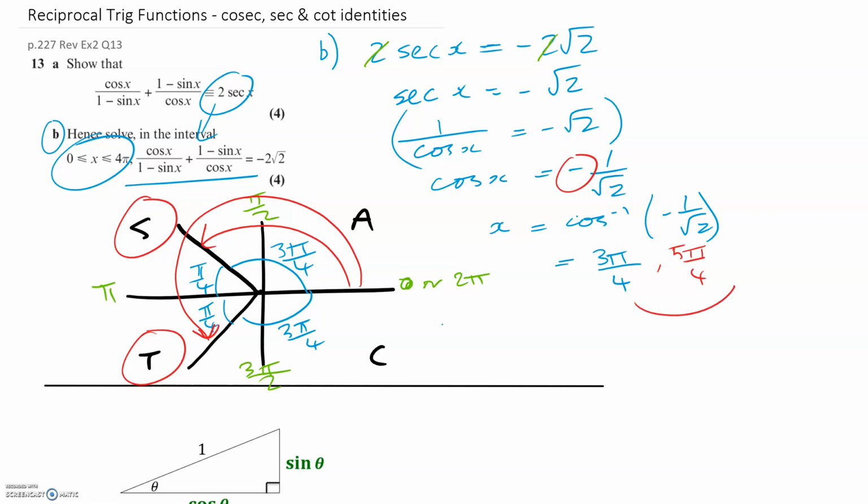But basically you're just adding on 2 pi to this, and that's going to give you 11 pi over 4. And then if you add 2 pi to this, that's going to give you 13 pi over 4, which is the answer to part B.